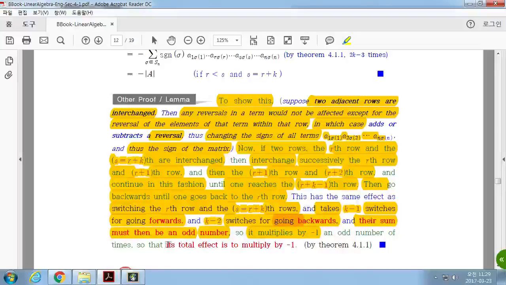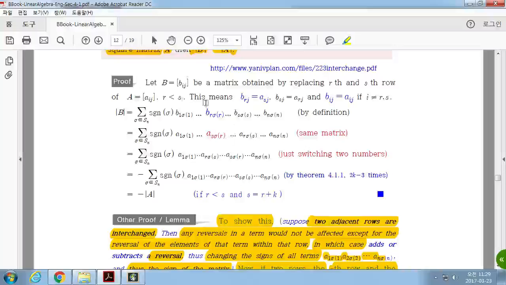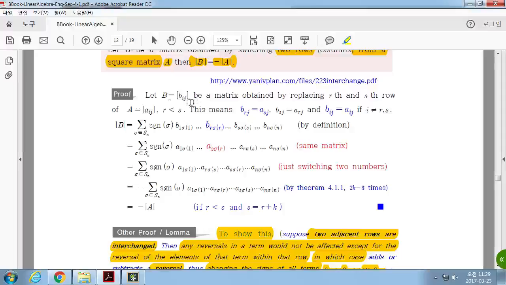So the total effect is to multiply by minus 1, because if the original permutation was an even permutation, it is going to be an odd permutation and vice versa. This comes from Theorem 4.1.1. If you switch one, then one sign change is made. Now you have an odd number of sign changes, so the net effect is just one sign change. With those in mind, it can be proved easily.